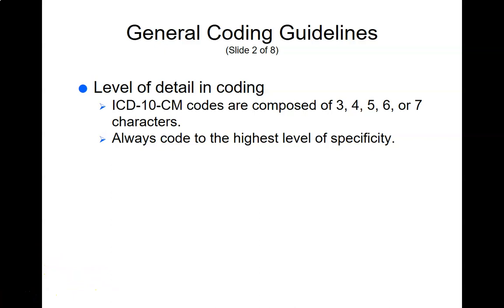The level of detail in coding. The ICD-10-CM codes are composed of 3, 4, 5, 6, or 7 characters, and you always want to code to the highest level of specificity. A code is invalid if it has not been coded to the full number of characters required for that condition.